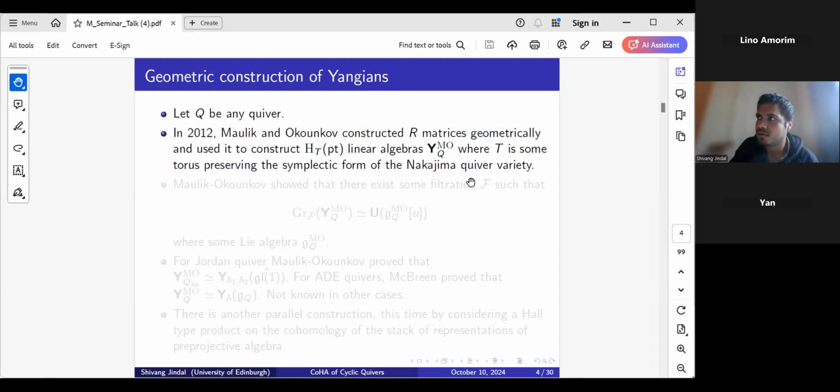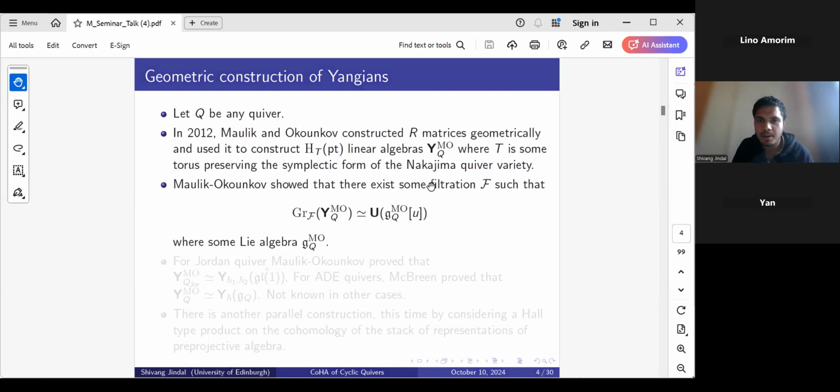There is an action of a torus which scales the symplectic form, and by considering the equivariant cohomology of this Nakajima variety, Maulik and Okounkov constructed certain algebras which are denoted Y_MO(Q). These algebras behave very much like Yangians, in the sense that there exists some filtration. They prove in the paper that this is not trivial. There exists a filtration such that if you take the associated graded algebra with respect to it, you get the universal enveloping algebra of some Lie algebra g_MO(Q)[u].